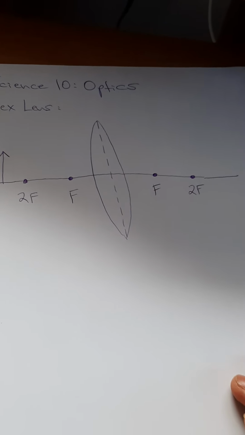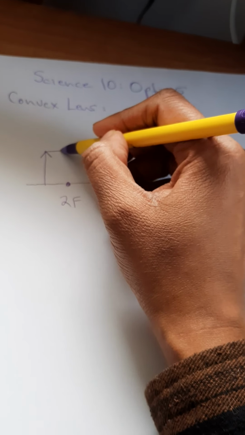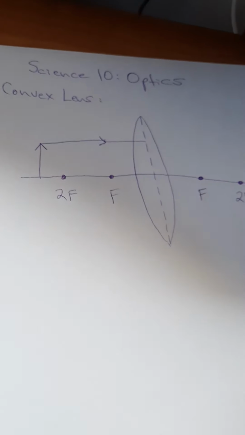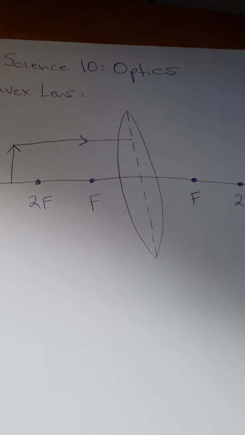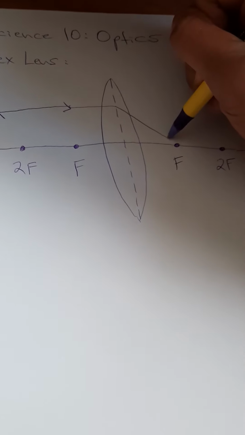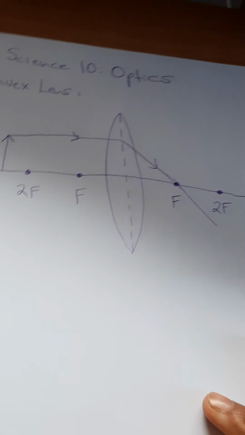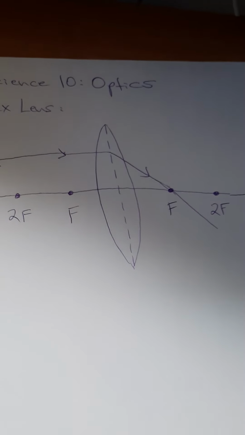And what we're going to do is draw our first ray. I'm going to freehand it, but make sure you are using a ruler. So the first ray is going to go straight. It's going to hit my lens, and then it's going through the focus on the opposite side. So it looks something like this. Again, make sure your ray is actually straight as you're drawing it out.